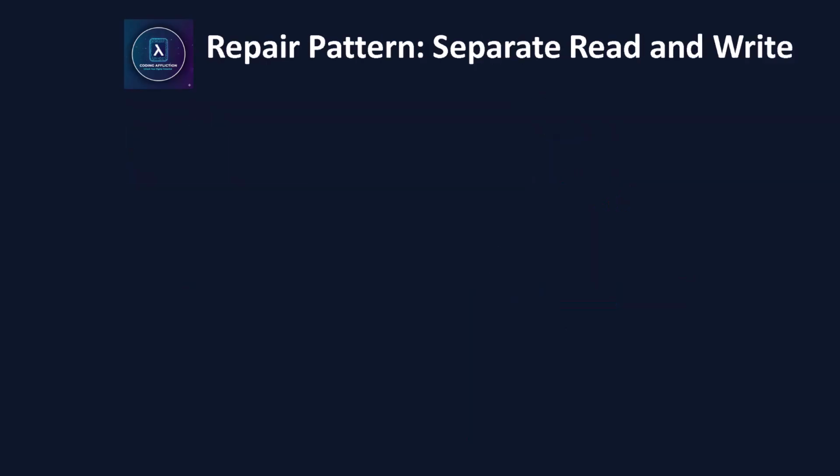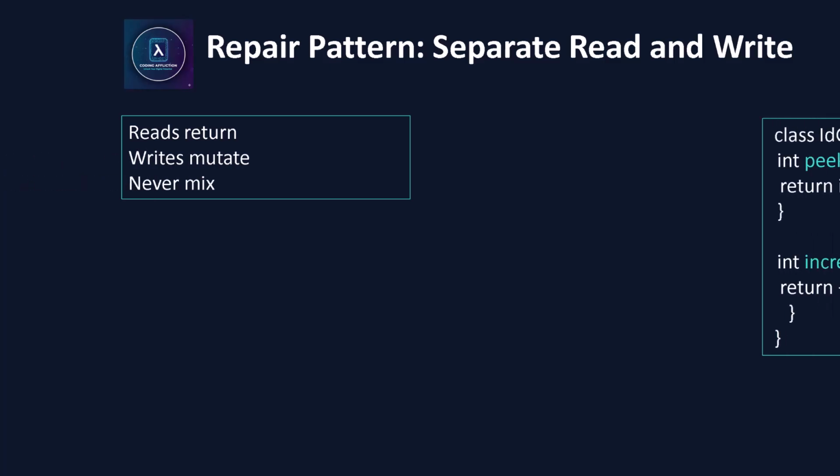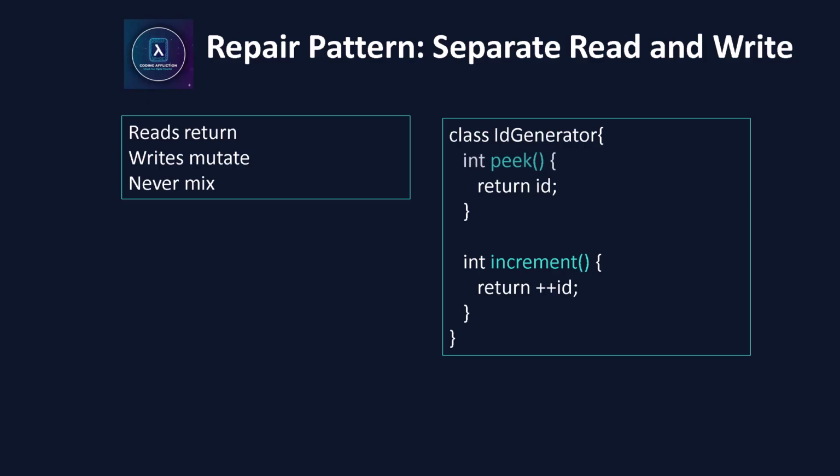Separate the boundaries. Peak performs a read. No mutation. Increment performs a write. Mutation is explicit. Now call order only matters when calling write methods. You've reduced ambiguity. The rule is simple. Read paths must not mutate heap state. Write paths must clearly signal mutation. Clarity at boundaries stabilizes systems.